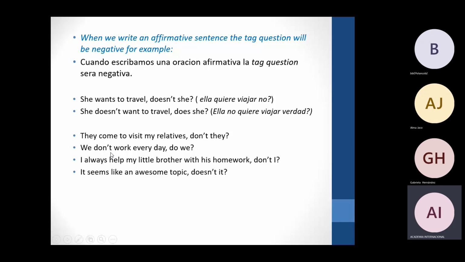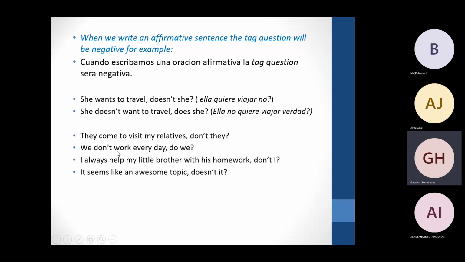This is negative. We don't work every day. And the last sentence will be positive or affirmative. We don't work every day, do we? But can someone tell me, why am I using here do we and not do you? ¿Por qué estoy utilizando esto de do we y no do you?